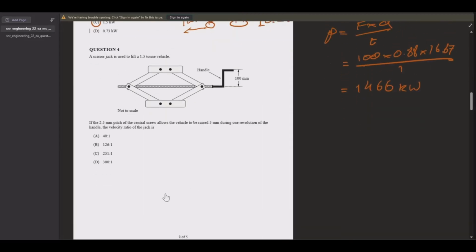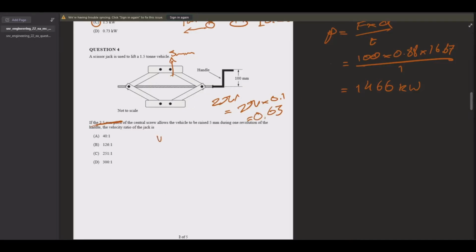Alright, question 4. Alright, so we have to use circumference again to find the distance that 1 revolution of this takes by the look of it. So velocity ratio, yep. So this is 5 millimeters, it's going to move in 1 revolution of the handle. That's a red herring there, you don't need to know the pitch. So circumference is going to be pi times diameter, or 2 pi r, which is 2 pi times 0.1. Which is 0.63.